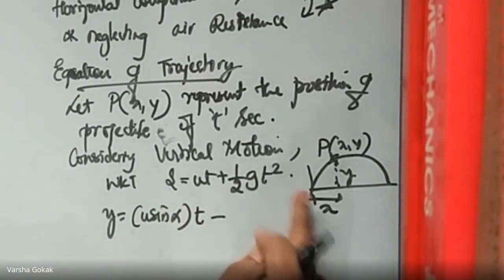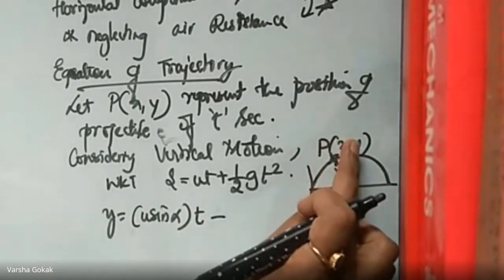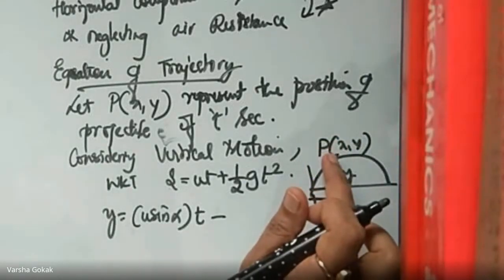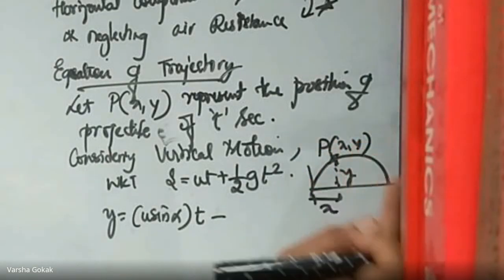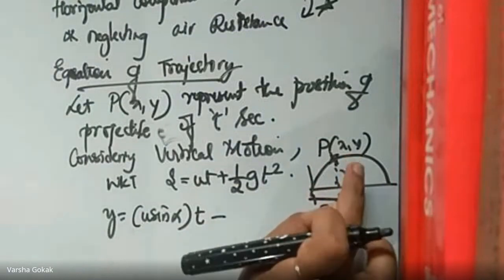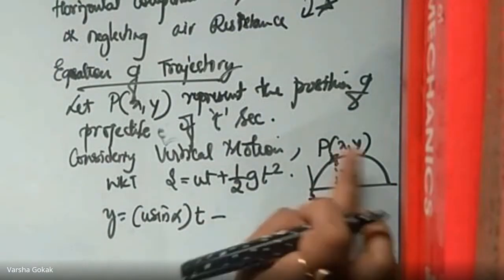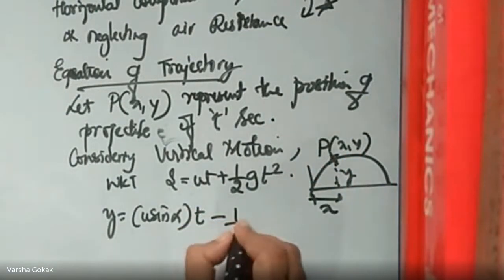Now initially it is going against the gravity, up to P. Then it reaches maximum height and then it comes down. So g is playing a role of negative here because it is against the gravity. So minus half gt square.